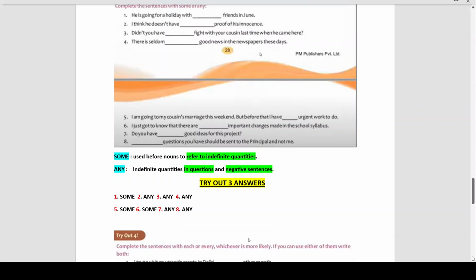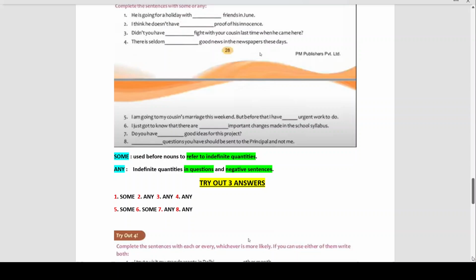Number three, didn't you have dash fight with your cousin last time when he came here? Now see, I said that we use any when we are referring to indefinite quantities in questions. So this is a question. So: didn't you have any fight with your cousin last time when he came here? Question mark. Four.